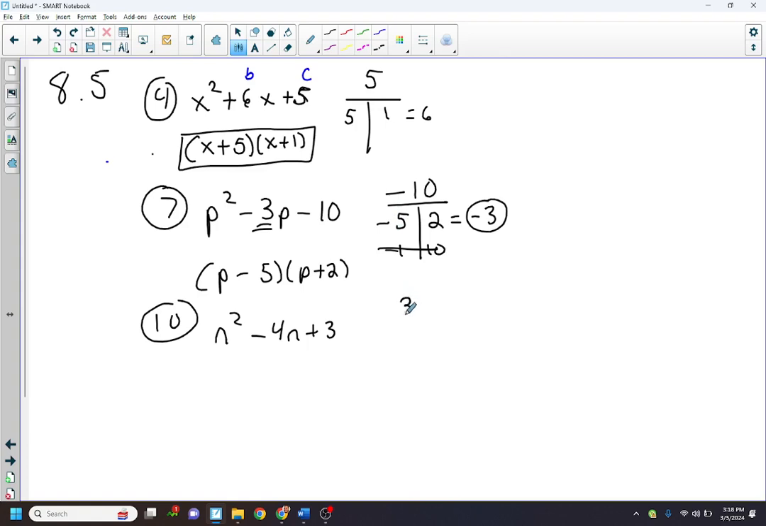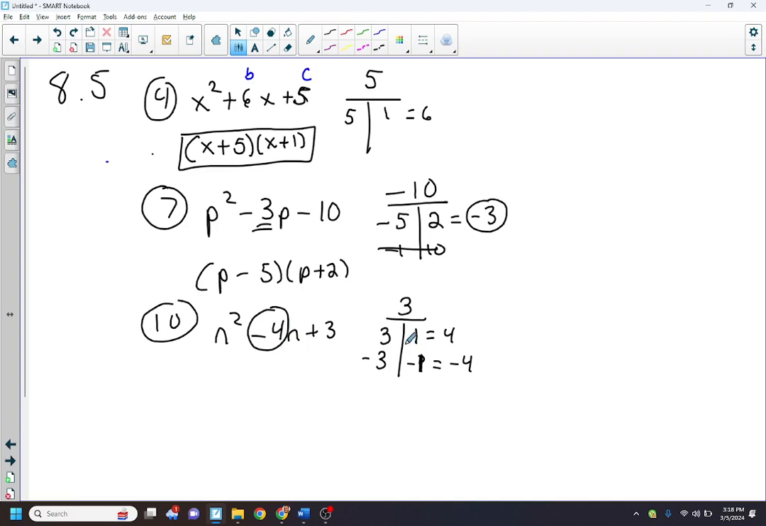So, what multiplies to 3 and multiplies to negative 4? 3 times 1. So 3 and 1 adds to positive 4. So we need to make it negative. Remember, two negatives, when you multiply them, make a positive. So you could always flip those signs, because the middle is negative 4.